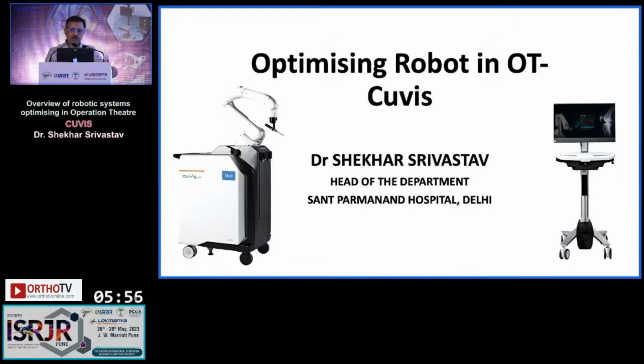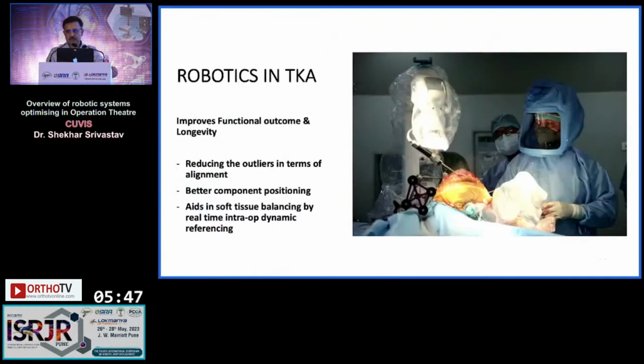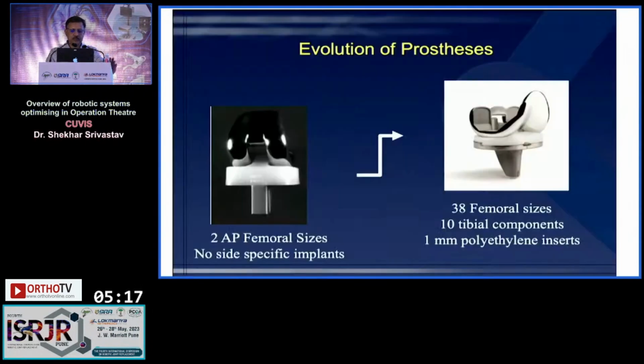So we'll be speaking about optimizing the CUVIS robot in the OT. We'll not be discussing the pros and cons of any system, but we'll be discussing how to optimize the CUVIS robot. Since morning, we have been discussing how robots are improving the functional outcome by decreasing the outliers in terms of alignment, better component positioning, and intra-op dynamic referencing for gap balancing. Every system has all these three things, and it's up to the surgeon how you use your system to get the best out of it.